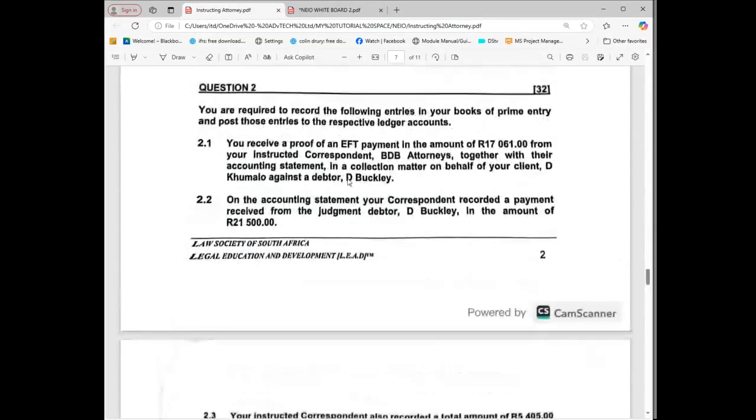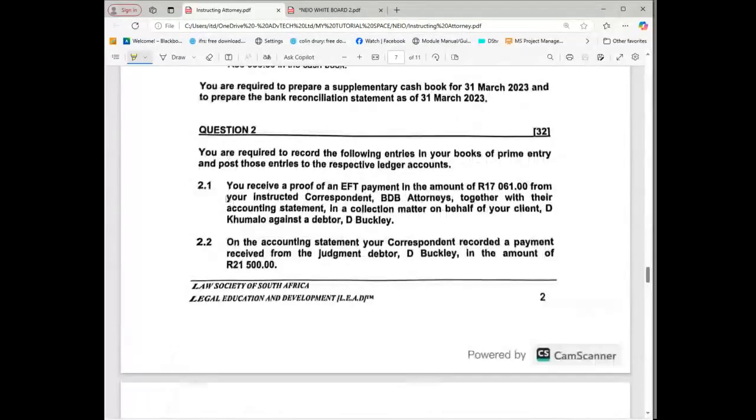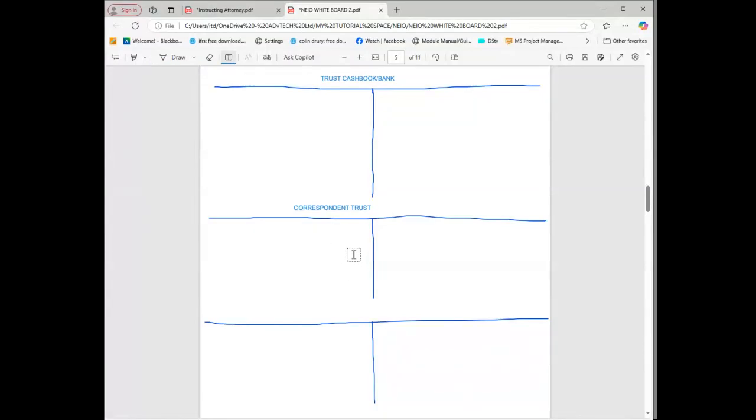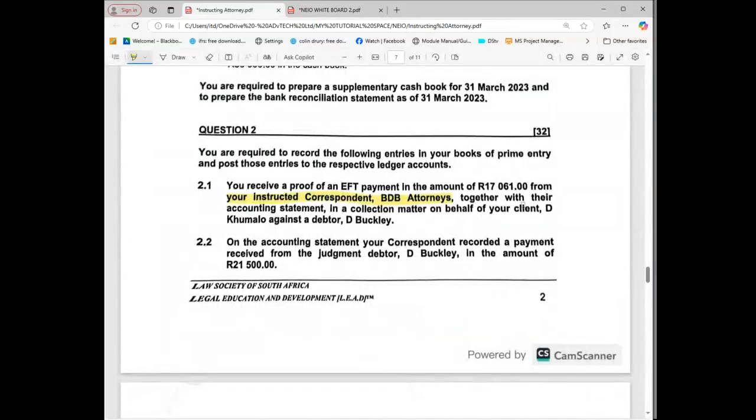So they say you received a payment in the amount of 170 from your instructed attorney. So we instructed what? BDB. Then I can go to where I wrote trust here and just write BDB attorneys. Even if we didn't know the name, at least here we know that we are dealing with an attorney. BDB attorneys. Are you okay so far? Yes. No problem. Now we know our correspondent name.